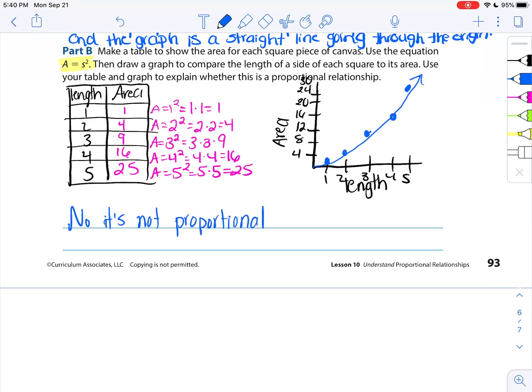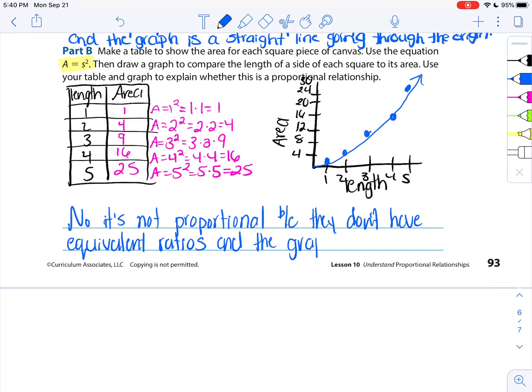Because they don't have equivalent ratios. And the graph isn't a straight line. The graph does go through the origin, but remember, it must be a straight line and go through the origin both.